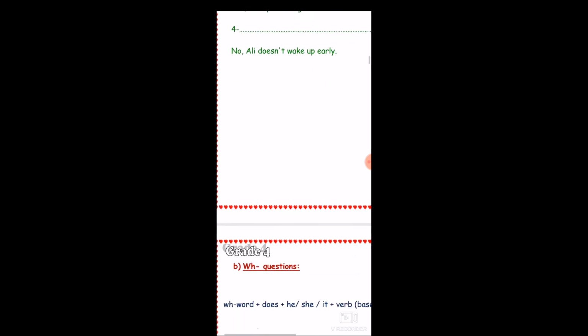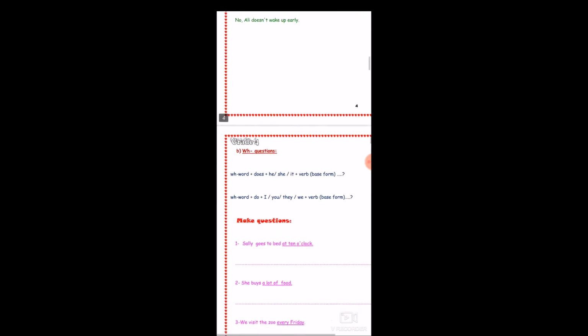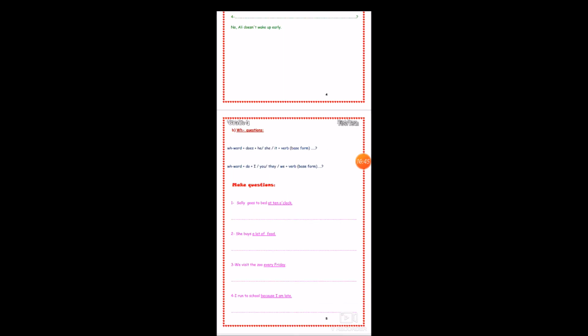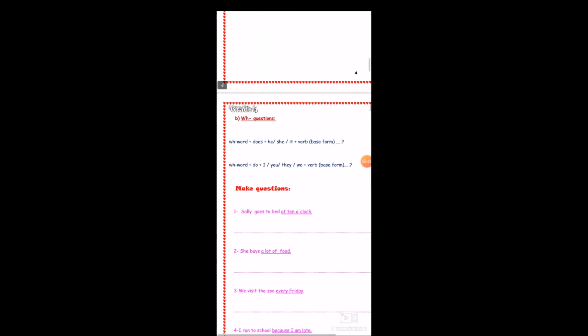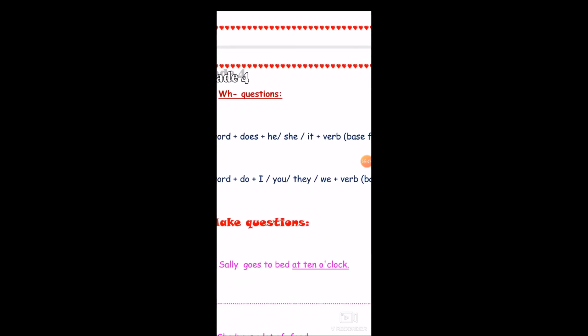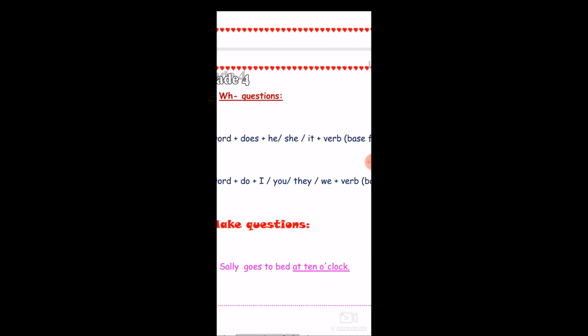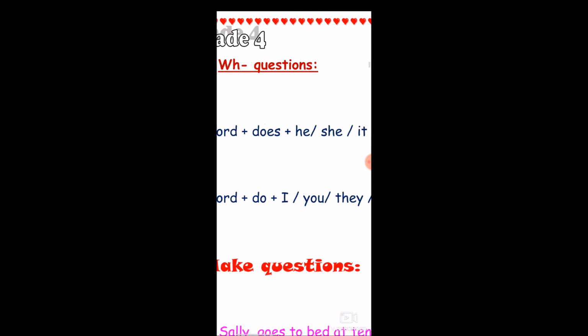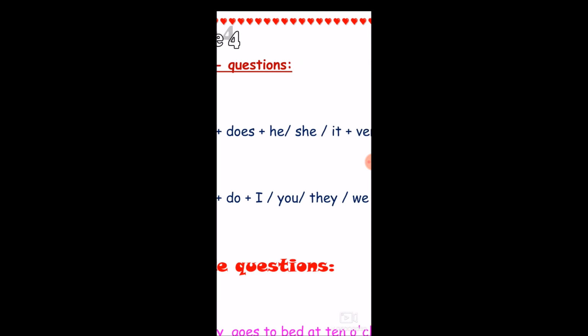Let's move to another point, and this point is the WH question. We start our question with a WH word, and after the WH word we should use do or does according to the subject too, like yes no questions.